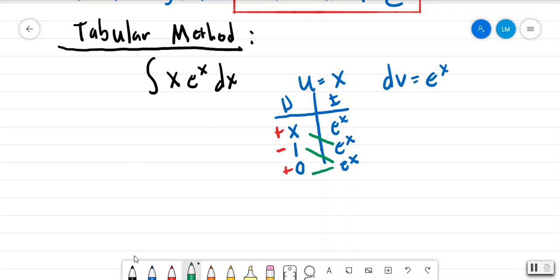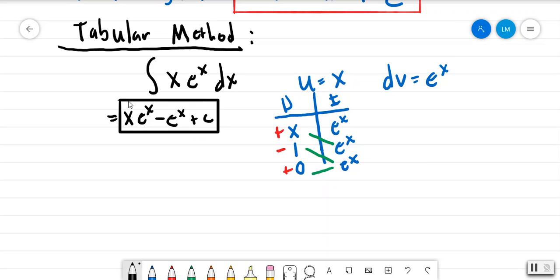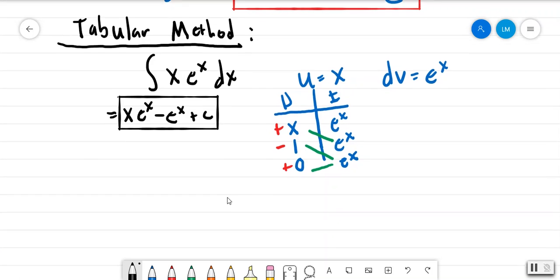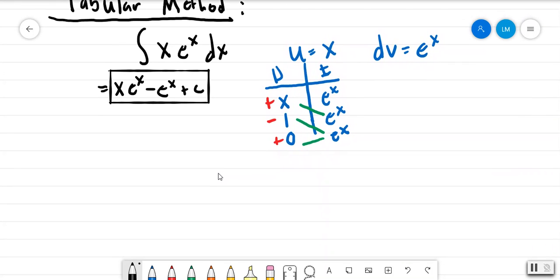So accordingly, this is going to be equal to x e to the x minus e to the x, plus c. And that's it. See how I didn't do anything with regard to the u aside from just saying u is x and dv is e to the x. So essentially, I'm taking care of the integration by parts in potentially multiple layers, but notice that this is just one layer. So the tabular method is good for multiple layers.